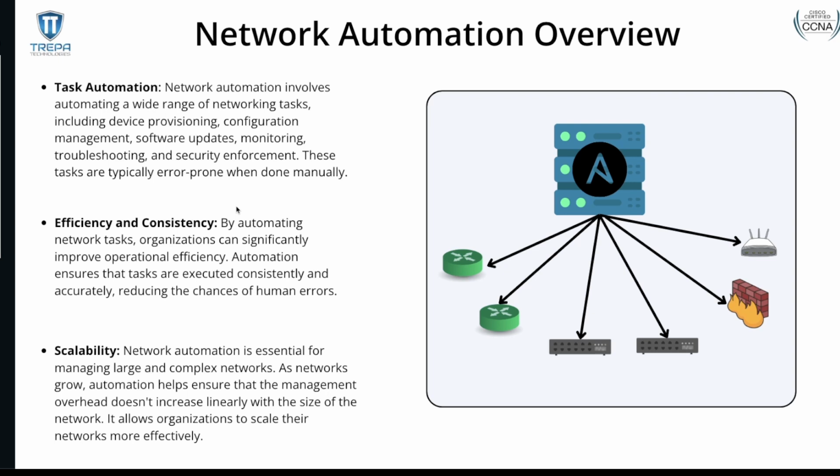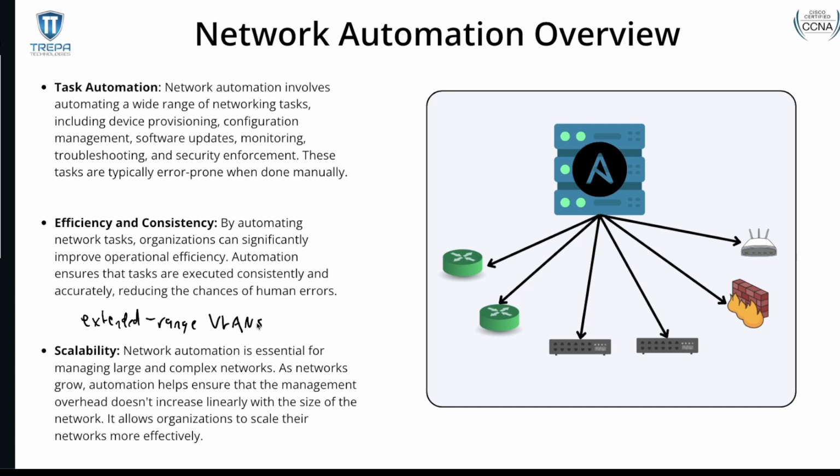We also get efficiency and consistency. By automating daily network tasks, organizations can significantly improve operational efficiency. What do we mean by that? Imagine a security compliance comes out that says all of our switches are now going to use extended range VLANs. Even a small enterprise, let's say a small campus, may have 20 to 30 access switches, and that's a pretty small network for a network engineer to be working on.